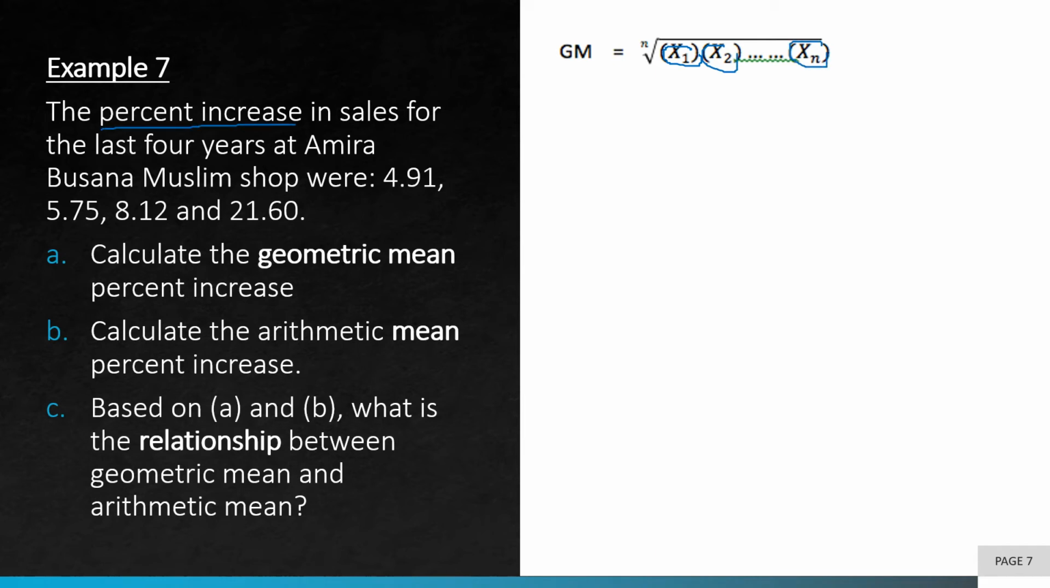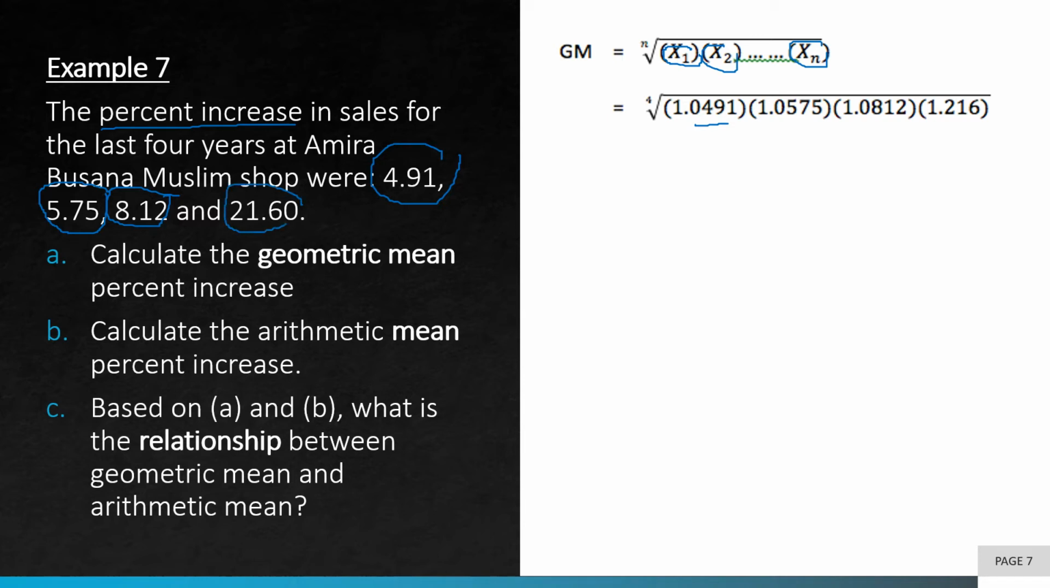We have percentage increases. So how do we write that down? What it means is, for instance, 4.91% is an increase, meaning it is 4.91% on top of 100%. So how we write it down is 1.0491. As for 5.75, it's a percent increase, so we write it down as 1.0575. And 8.12, we write it down as 1.0812. And for 21.6% increase, we write it as 1.216.